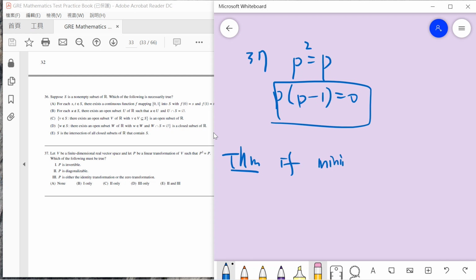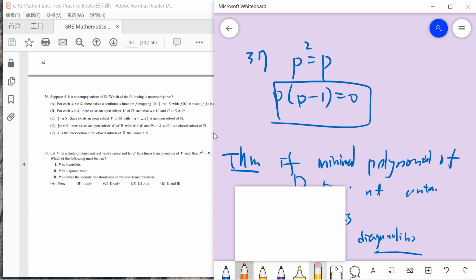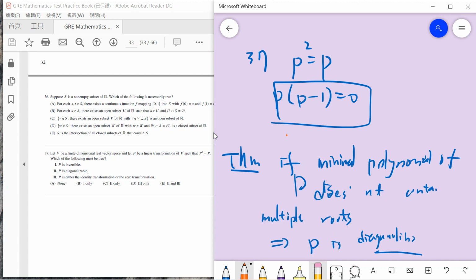If the minimum polynomial of P does not contain multiple roots, then P is diagonalizable. This theorem is very important. You need to remember it. So there are no multiple roots, because the multiplicity of 0 is 1 and the multiplicity of 1 is 1. So P is diagonalizable. So 2 is correct.